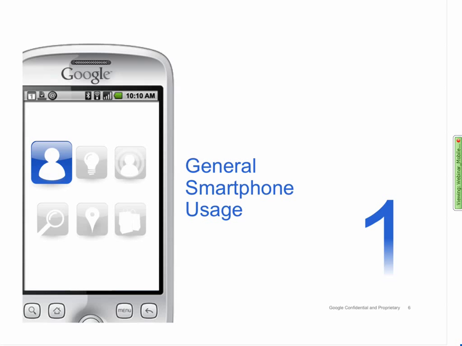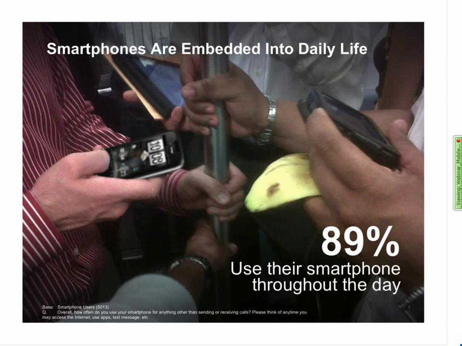Now on to the general smartphone usage trends. More and more, we're seeing that smartphones are becoming ingrained in people's daily lives. In fact, 89% use their smartphones daily for purposes other than sending and receiving calls. Further, 8 in 10 say that they use their smartphones multiple times a day for these reasons.